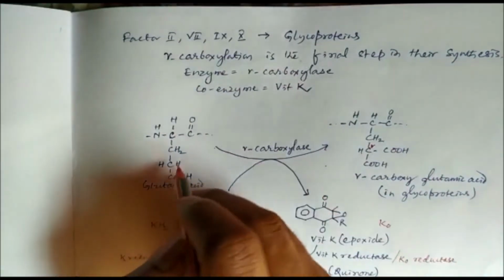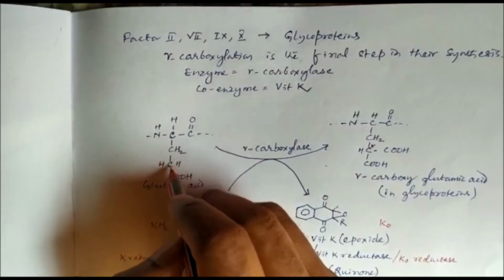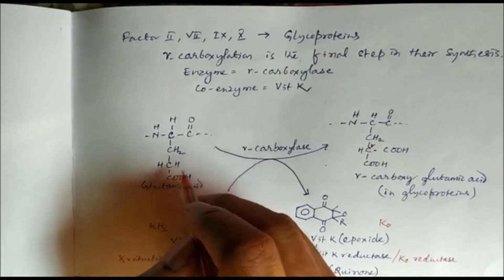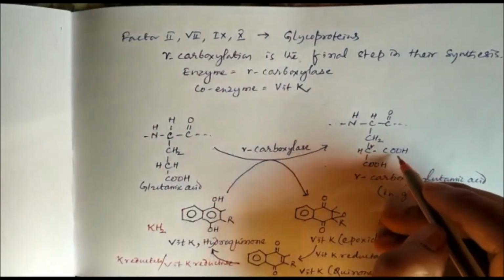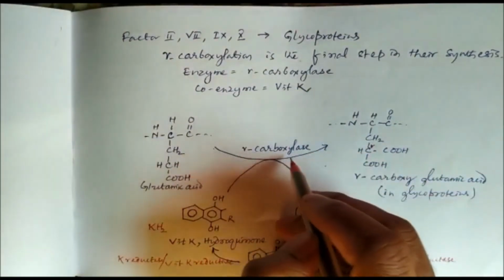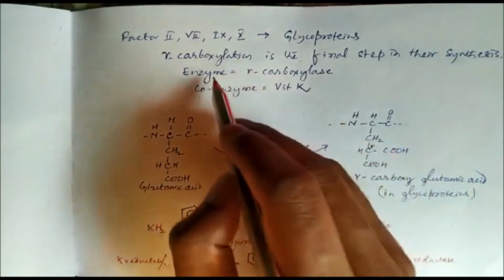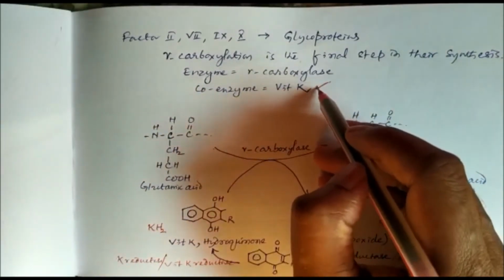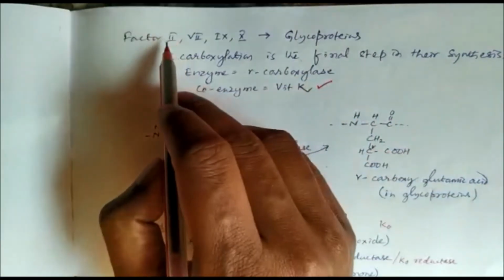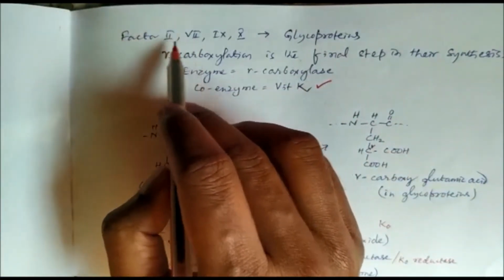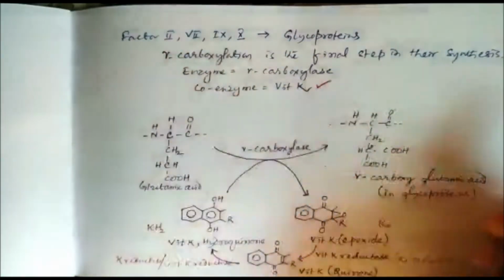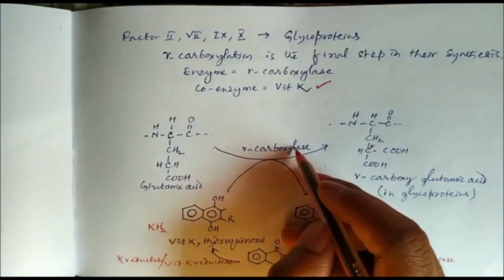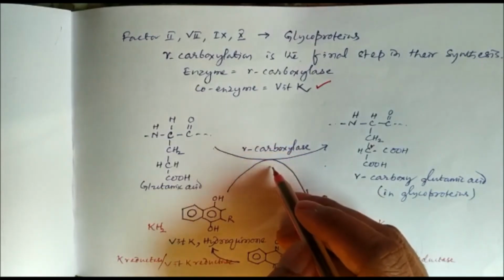So you can see here alpha carbon, beta carbon and gamma carbon, and on this gamma carbon there will be gamma carboxylation. So the enzyme is gamma carboxylase, and the coenzyme to this enzyme is vitamin K. So vitamin K has a role in the synthesis of these 4 important coagulation factors 2, 7, 9 and 10. So this final step is gamma carboxylation, the enzyme is gamma carboxylase, and vitamin K acts as the coenzyme.